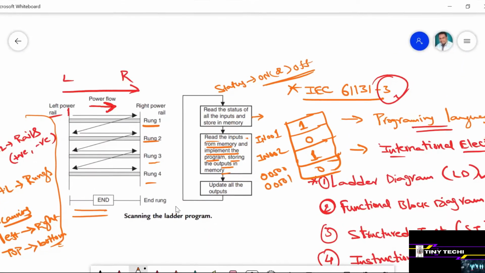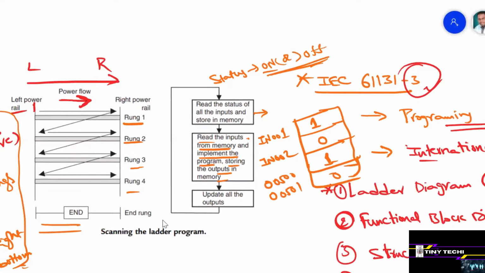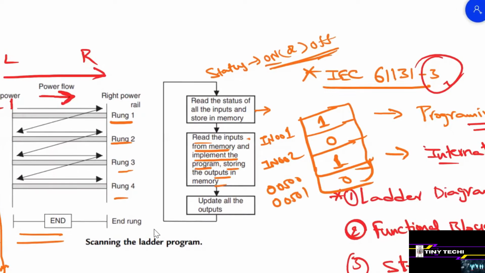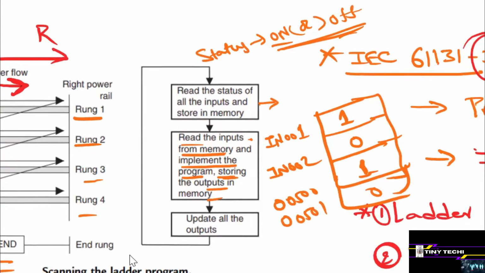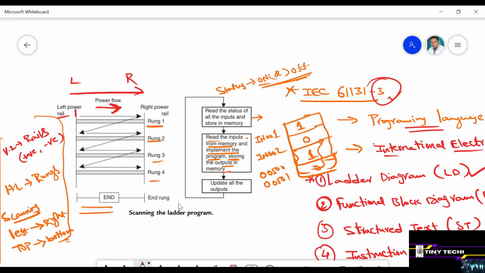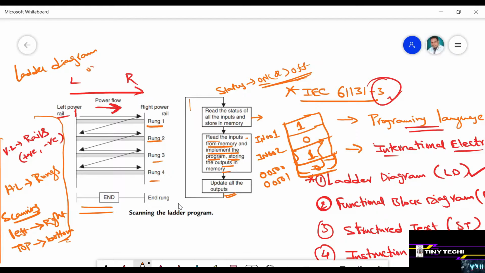So read the status of all the inputs. After reading the inputs from the memory, it applies that program. Based on that, the output will be on or off, and the status of the output is stored in the memory. It then updates all the outputs, and the process repeats again. So this is about a ladder program, also called a ladder logic program.